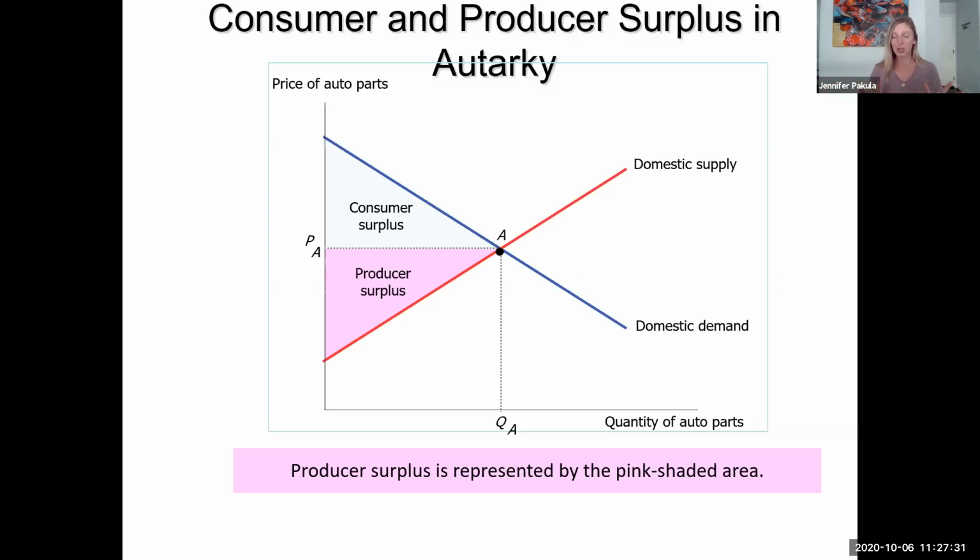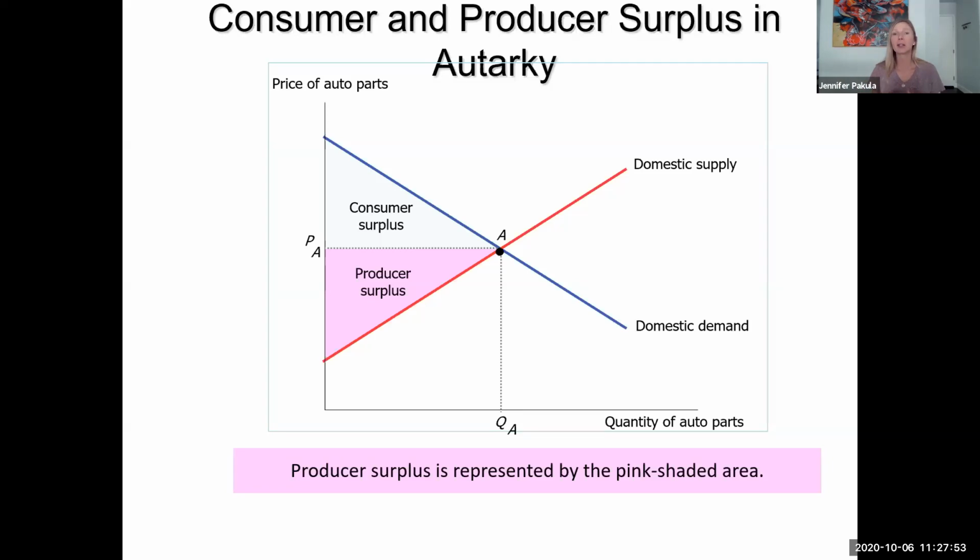But the short story is that just like consumers, producers get satisfaction from selling things at a point higher than what they're willing to. Okay, so some producers are willing to sell things at a lower price, but they're able to sell at a higher price.